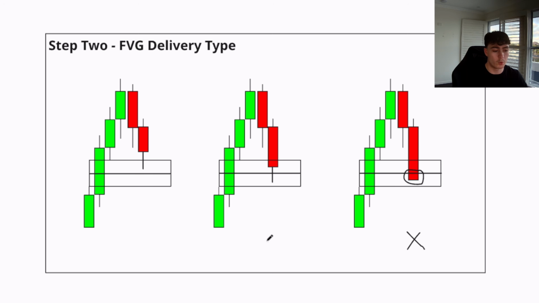In the second example, we are also not going to be taking this one because price has closed inside of this bullish fair value gap. This is okay to take, but for this setup specifically, we are not going to focus on this one. We are only going to be focusing on this one where price has only wicked into the bullish fair value gap with no body closures at all. It does not matter if the wick surpasses the 50% value, as long as there's no body closures in the fair value gap, you are okay.